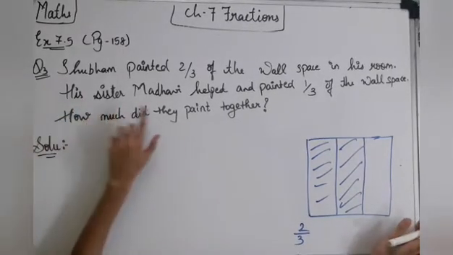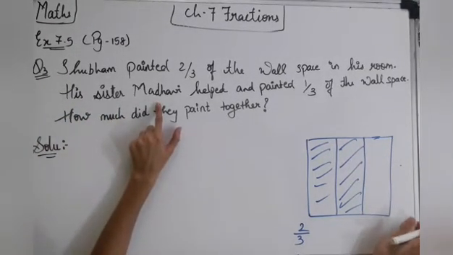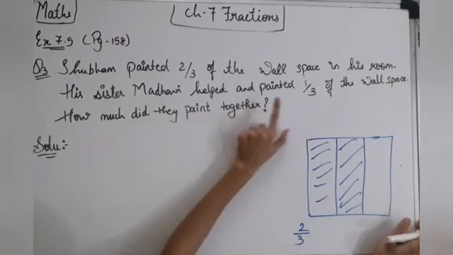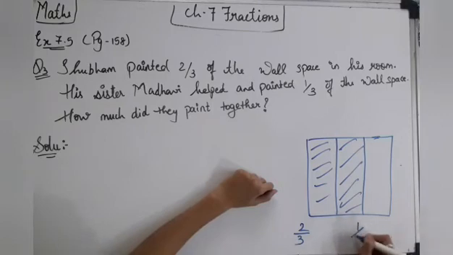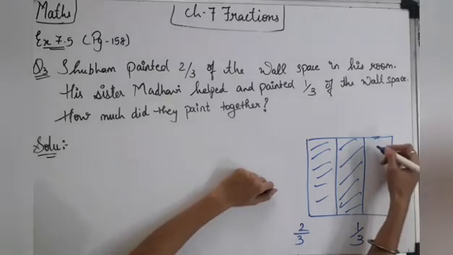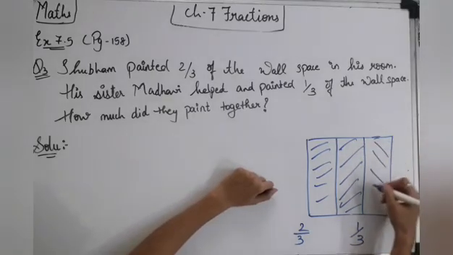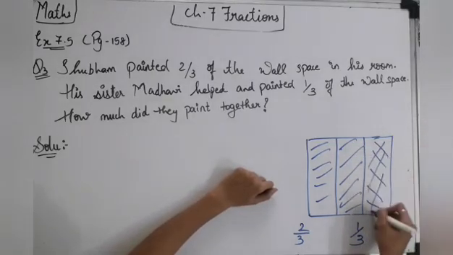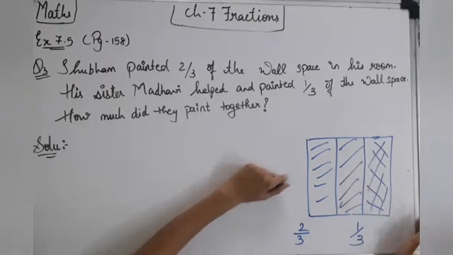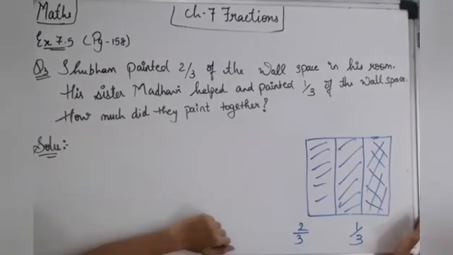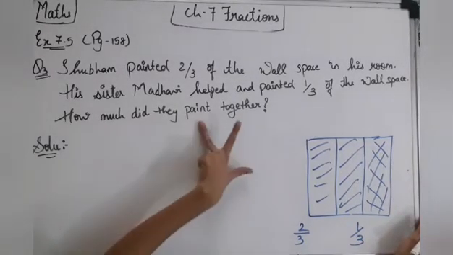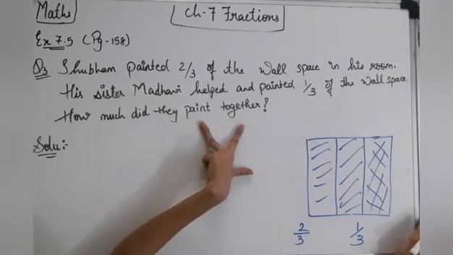His sister Madhavi helped and painted 1 upon 3. So the sister has painted 1 upon 3, meaning 3 equal parts were there and 1 part was remaining. That remaining part Madhavi, the sister, has painted, of the wall. How much did they paint together? Now we have to find out how much they have painted together.